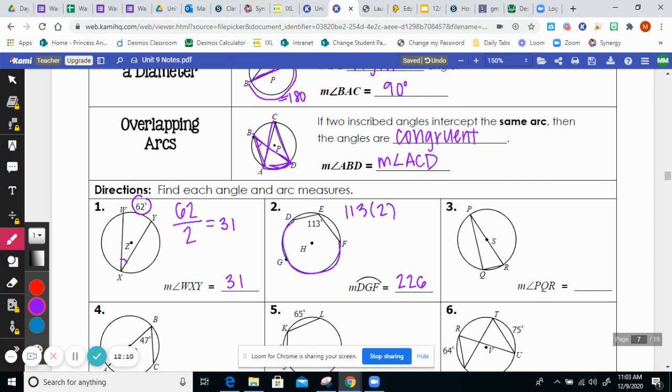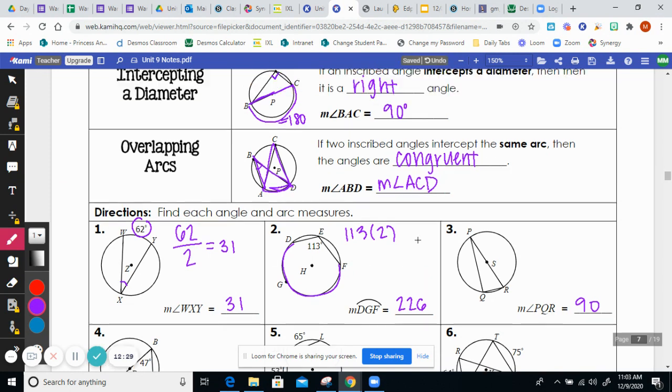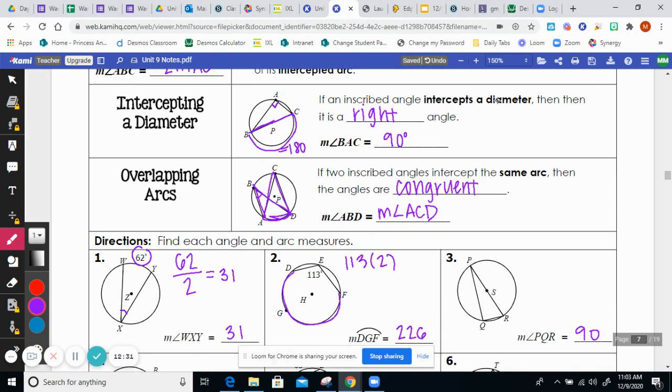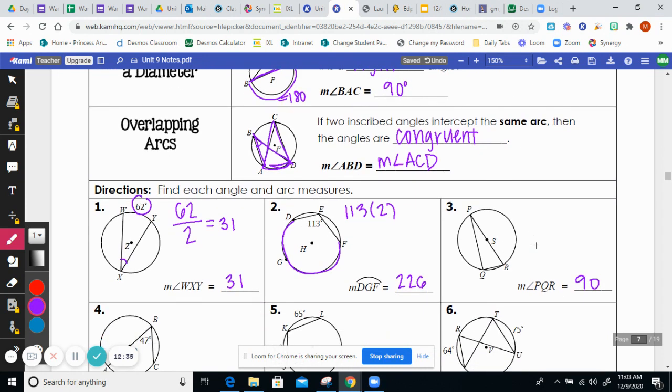All right, so number 3, we're looking for angle PQR. Remember when we intercept a diameter, that this is going to be equal to 180 degrees. If I divide that by 2, I'm going to get 90. So if an inscribed angle intercepts a diameter, then remember that it's going to be a right angle. So that means that this angle right here, PQR, is going to be 90 degrees.